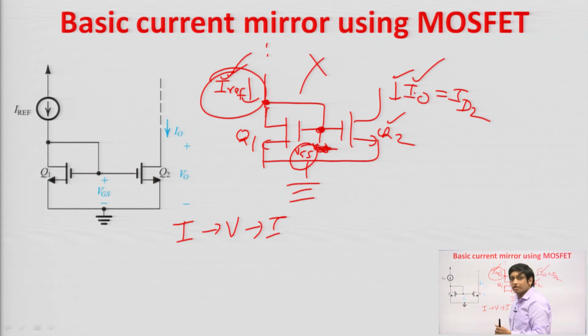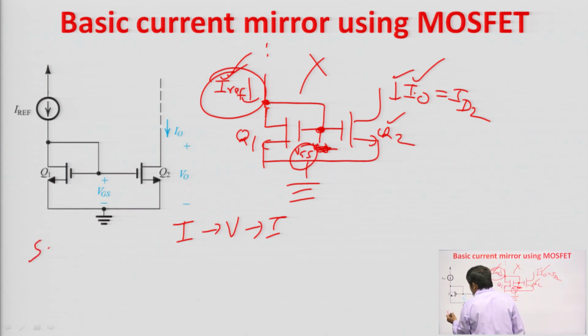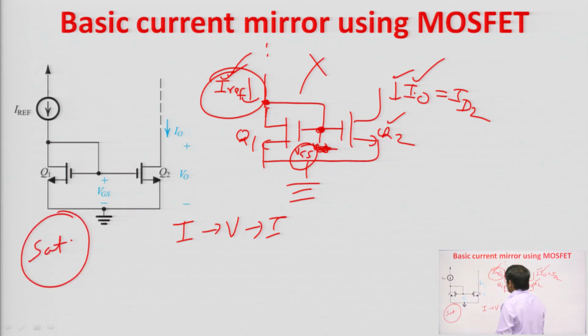So, for the copying action, it is very important that this Q1 should be diode connected. If it is not diode connected, then the output current will not track the input current. And of course, these Q1 and Q2 transistors must be in the saturation region, because as I have already discussed, the drain current equation is for the saturation region, right. So, it is mandatory that Q1 and Q2 should be in saturation for MOSFET, and Q1 and Q2 should be in the active region for BJT, fine.